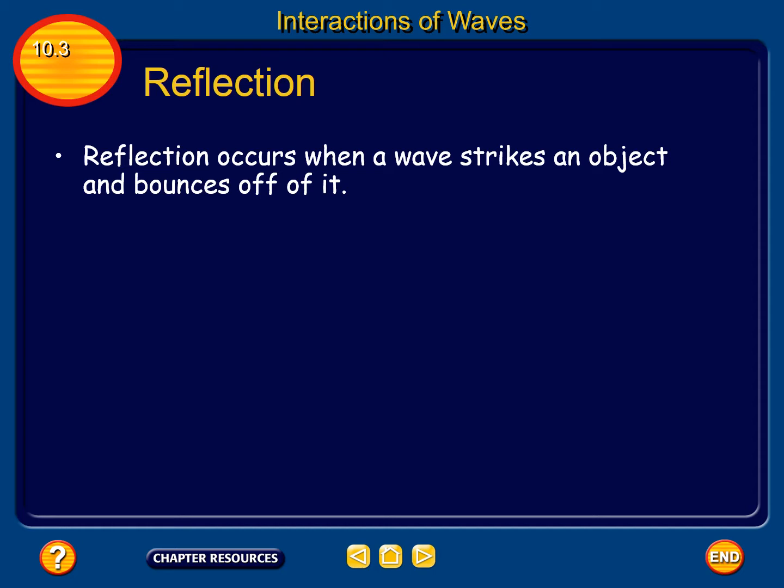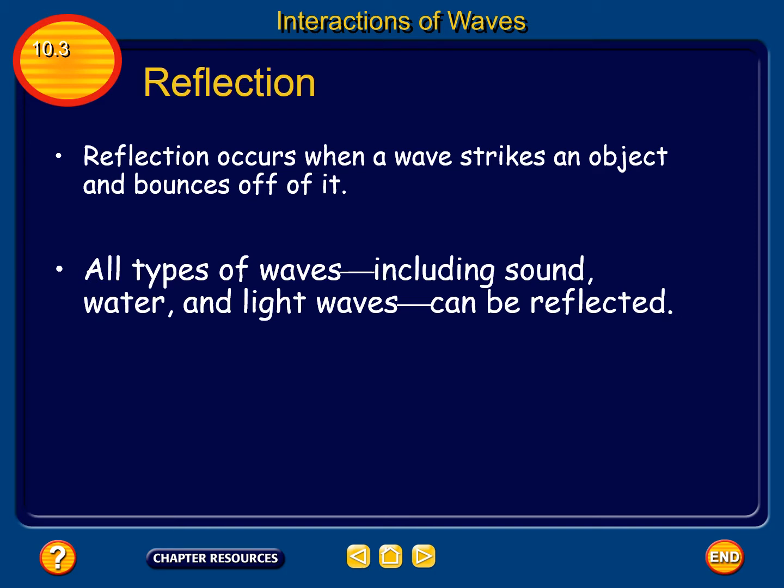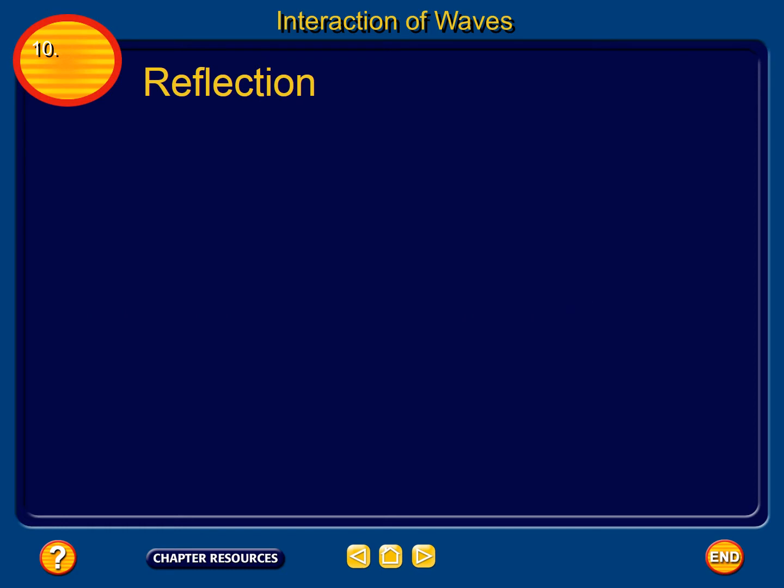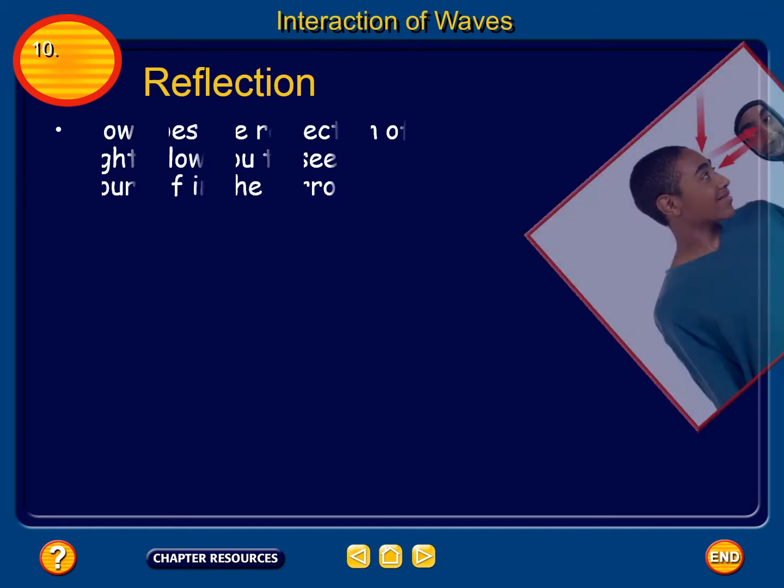We can simply show reflection when we throw a ball at a wall. Obviously, when you do this, the ball will bounce back to you. All types of waves, including sound, water, and light waves, can be reflected. Another way of showing reflection is by using a mirror. You can get your mirror and observe what happens.